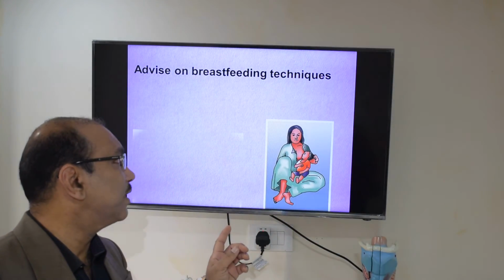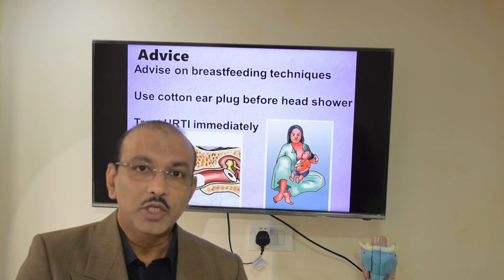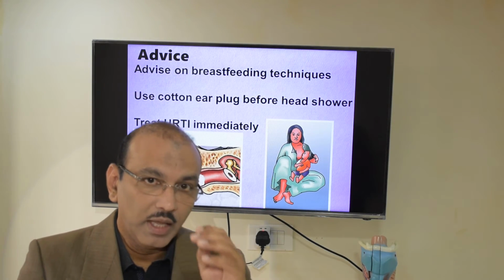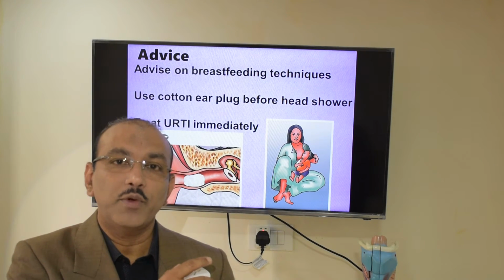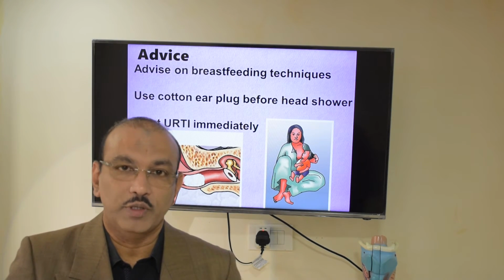So we have to advise the mother that she has to sit up and the head of the child will be propped up so that it will be inclined, and that is the proper way of breastfeeding. And after breastfeeding, she has to burp the child also and then make the child sleep, not before that.